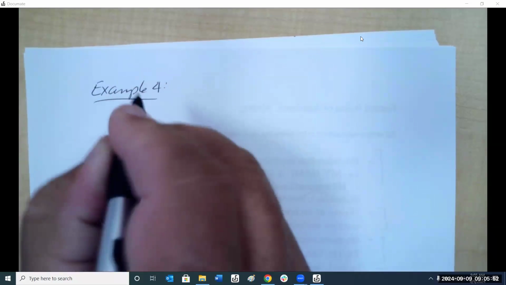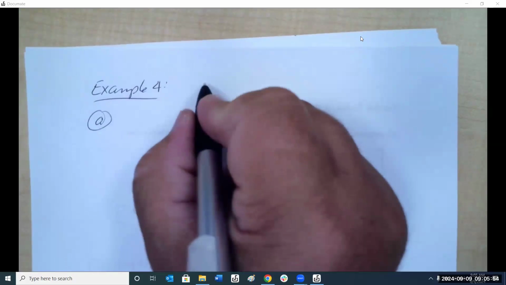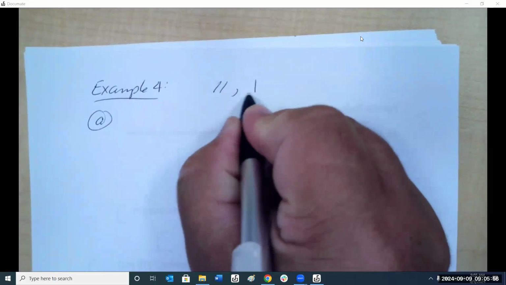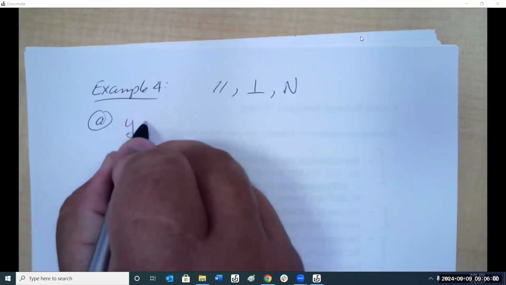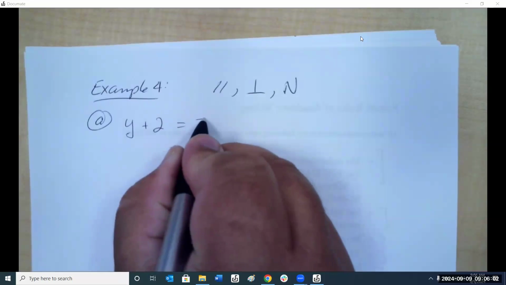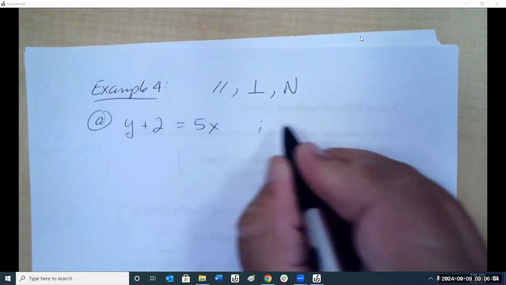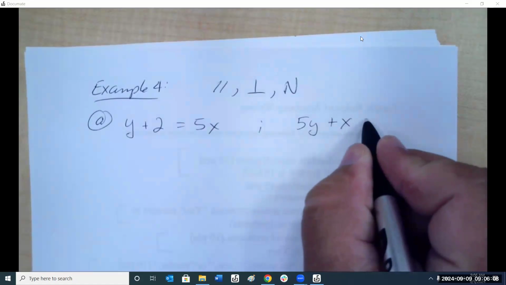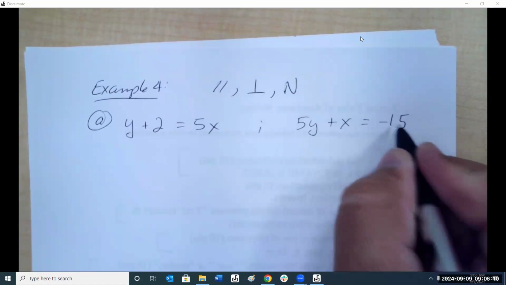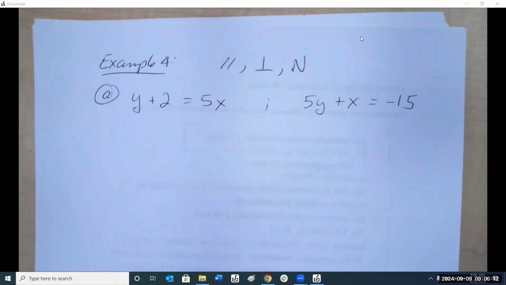All right, let's look at example 4. A, tell me if they're parallel, perpendicular, or neither. y plus 2 equals 5x, and 5y plus x equals negative 15. Are they parallel, perpendicular, or neither?